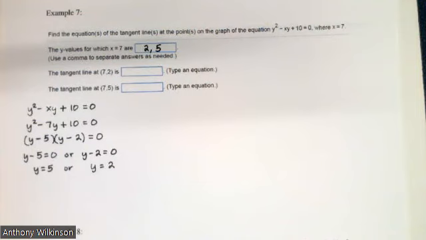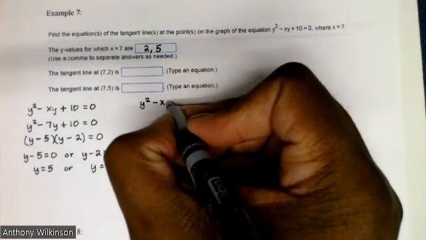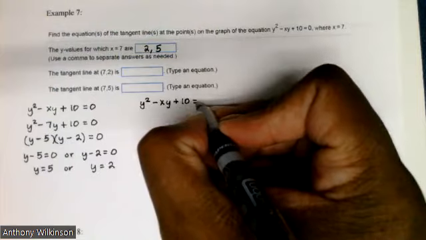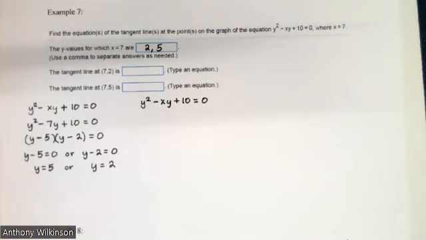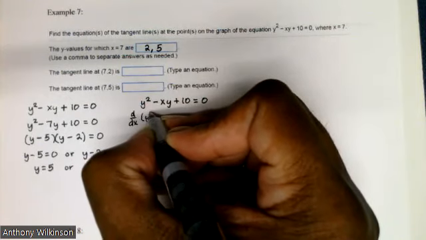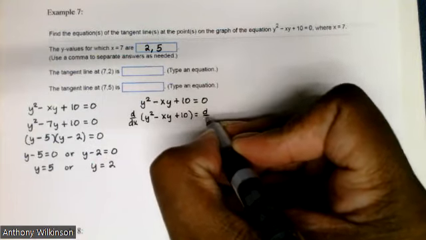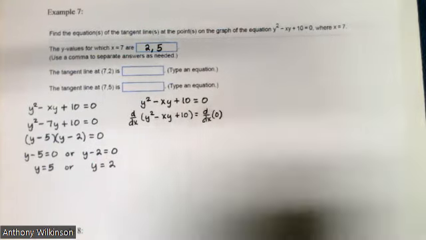Now, let's find the slope of the tangent line, because they're going to want the tangent line at both of those 2 points, the equations of the tangent lines. So that means we take this equation and use implicit differentiation. So that's y squared minus xy plus 10 equal to 0. We just do the implicit differentiation. Going right in, the derivative with respect to x of y squared minus xy plus 10, and then the derivative with respect to x of 0.